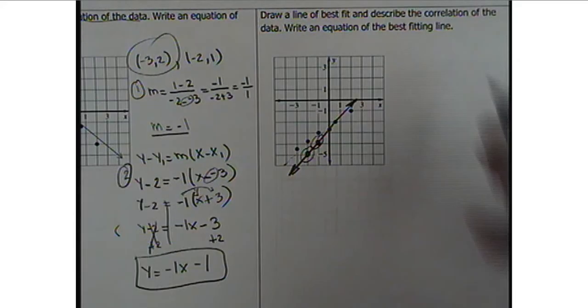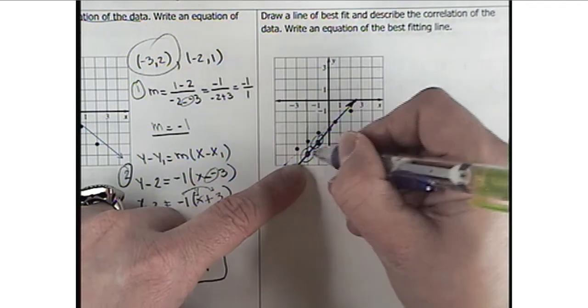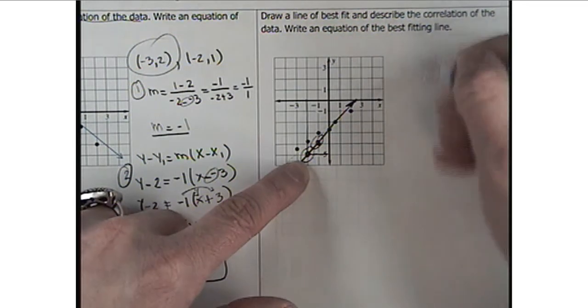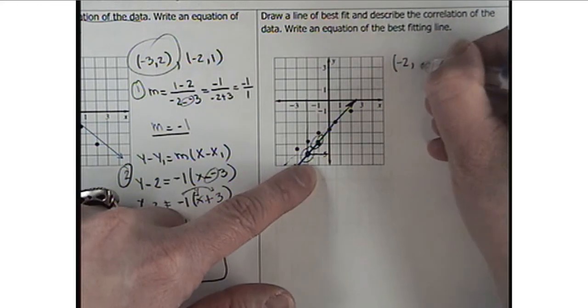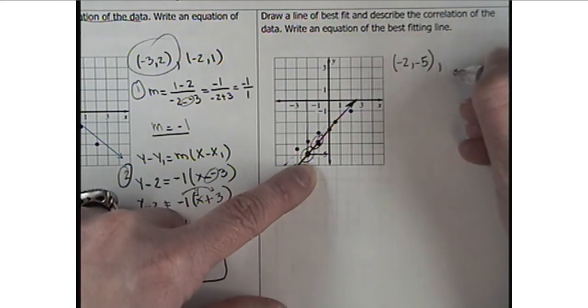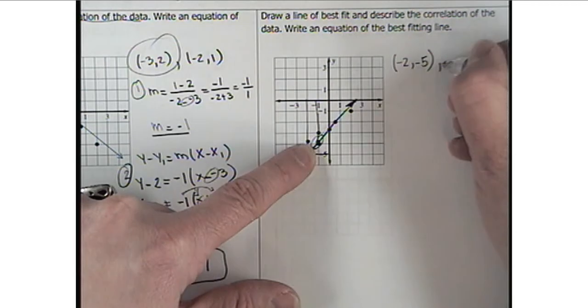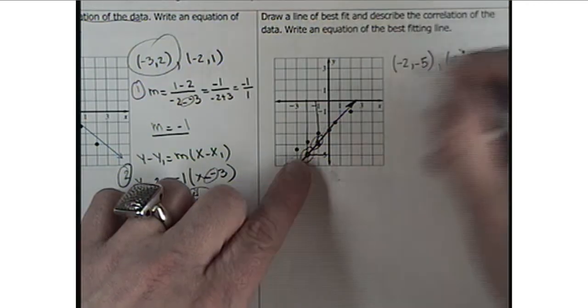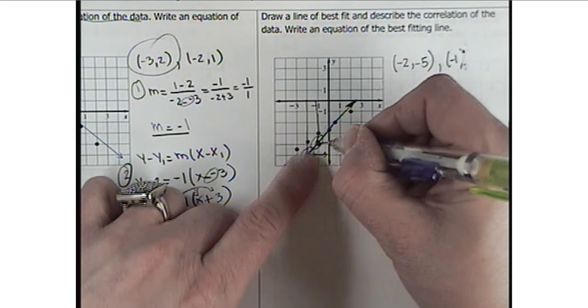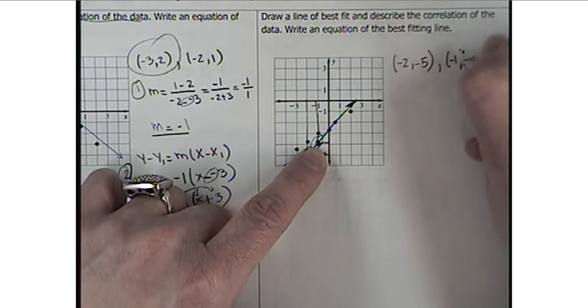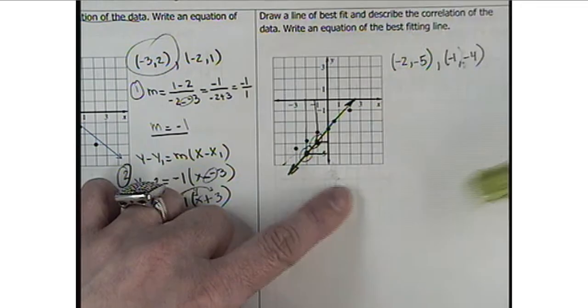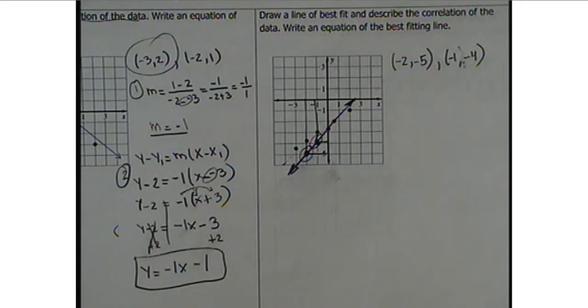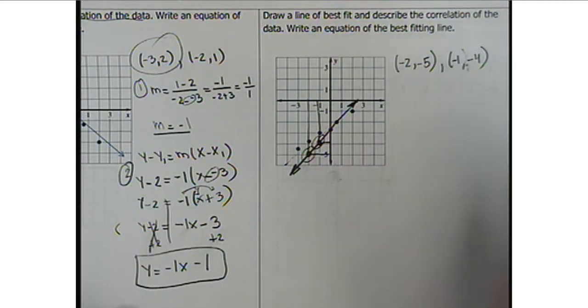So the coordinates of those 2 points, let's write those. The coordinates of the first one are -2 for x and -5 for y. And the second point has coordinates of -1 for x and, counting 1, 2, 3, 4, -4 for y. So this is exactly in the middle, my best fit line. We pick those 2 points and we will follow the same steps as the previous example.